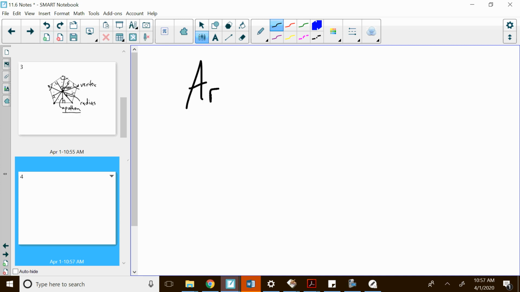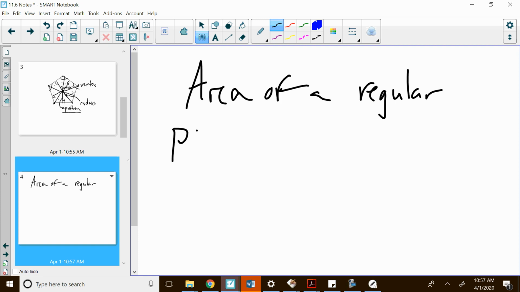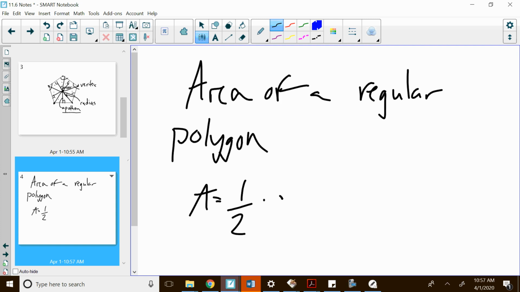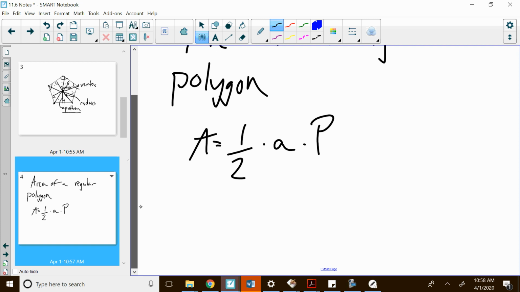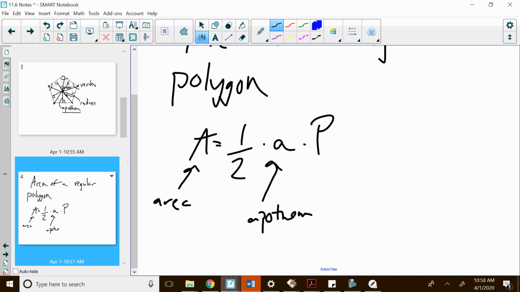Okay, the area of a regular polygon is equal to 1/2 times the apothem's length times capital P, which is the perimeter around the figure. So that is apothem. This capital A, that's area. This lowercase a, that's apothem. And this P stands for perimeter.